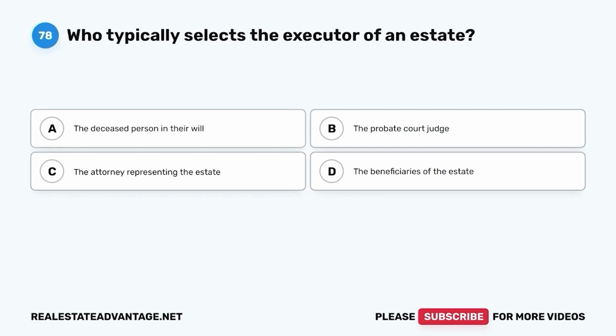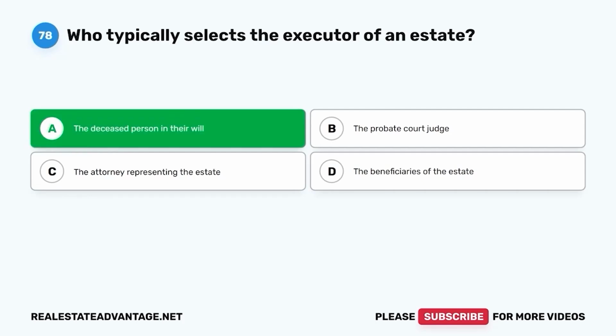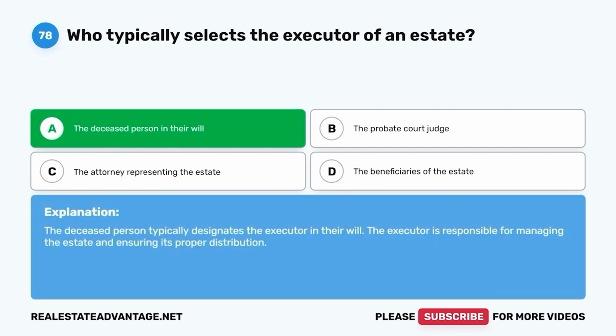Question 78. Who typically selects the executor of an estate? A. The deceased person in their will. B. The probate court judge. C. The attorney representing the estate. D. The beneficiaries of the estate. The correct answer is A. The deceased person in their will. The deceased person typically designates the executor in their will. The executor is responsible for managing the estate and ensuring its proper distribution.